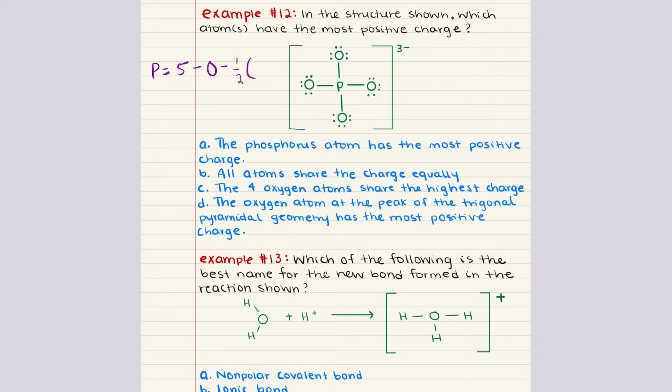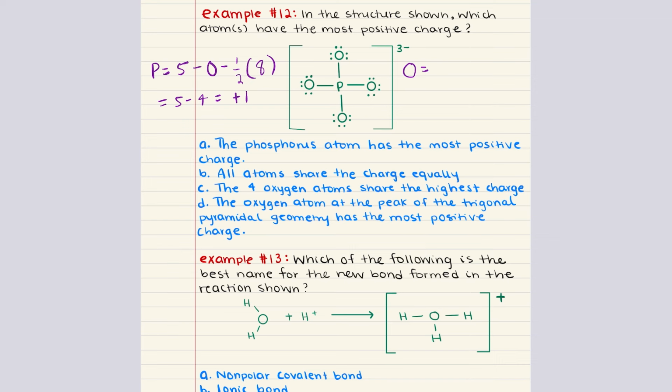Phosphorus participates in 4 single bonds with oxygen atoms. 2 electrons per bond gives us a total of 8 bonding electrons. So what we have here is 5 minus 4, and that gives us a +1 charge on our phosphorus atom. Now, each of these oxygens is equivalent, so we really just need to calculate the formal charge for one of them, and it's going to be the same for all 4.